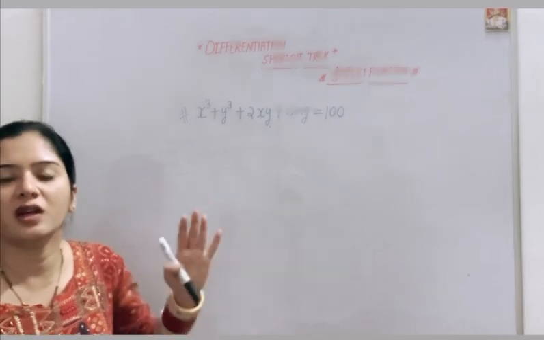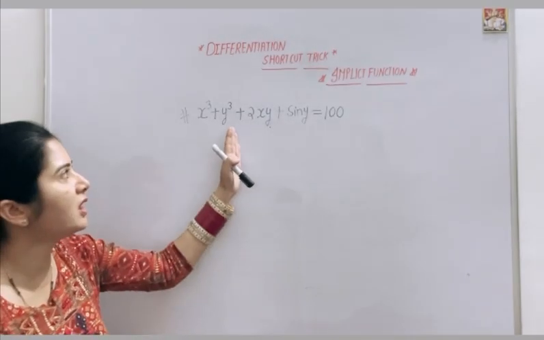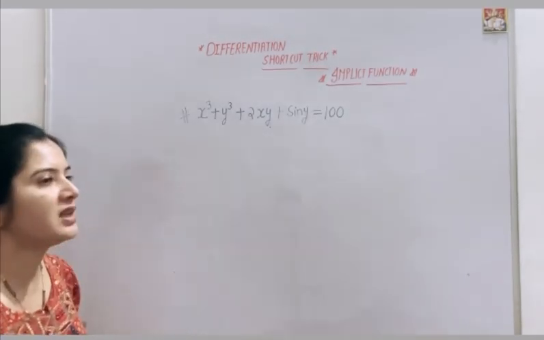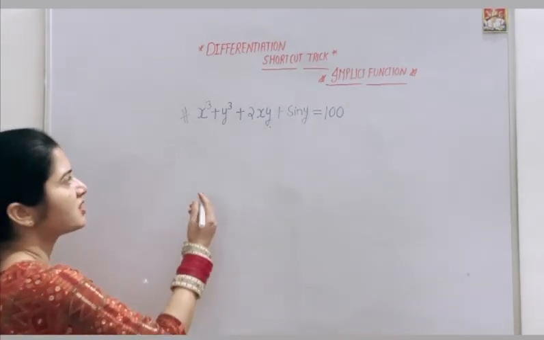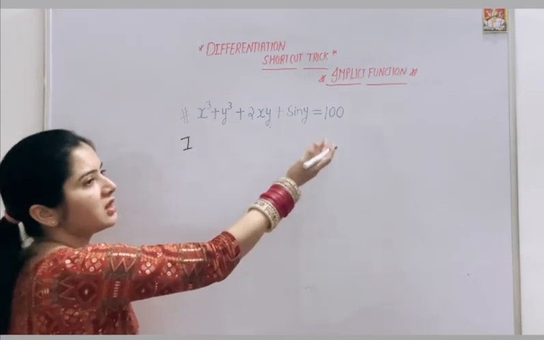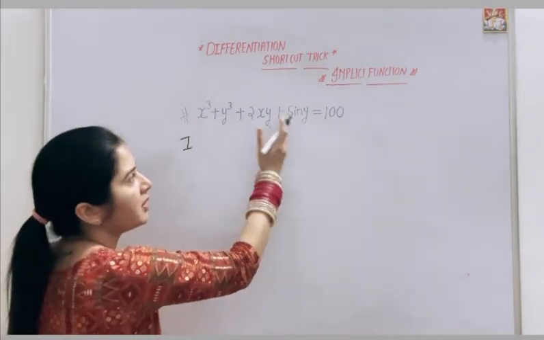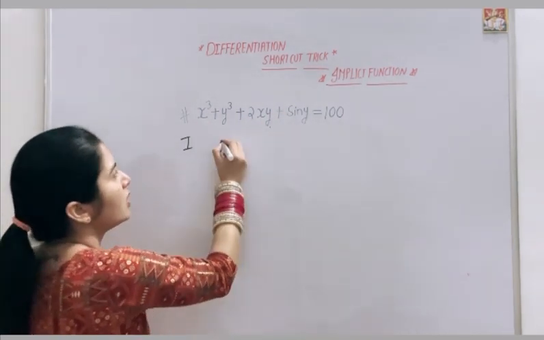How do we find the derivative very quickly of this kind of function? Let's see. In two steps you can find it easily. First step, take all the terms, or shift all the terms, to the left side, which means there should be 0 only on the right side.